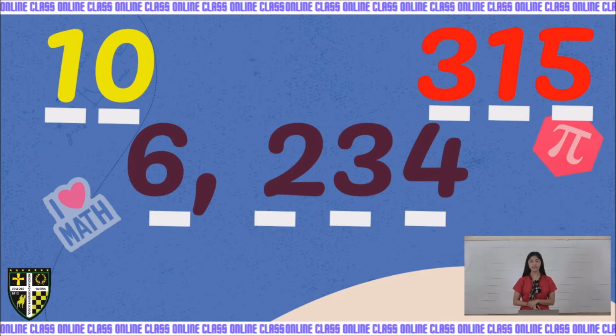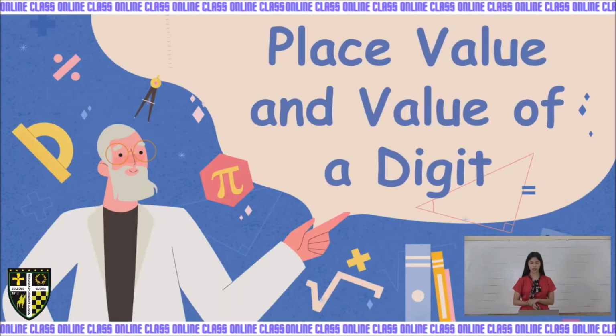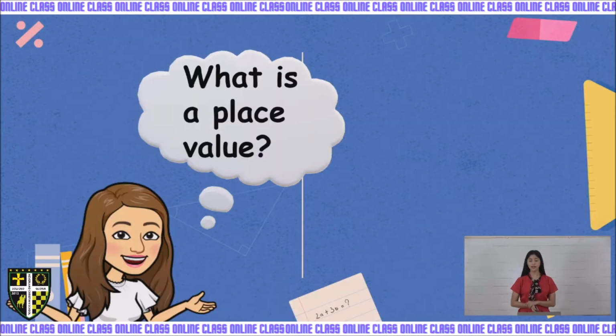Now, let's study our lesson for today, all about the place value and value of a digit. So, what is a place value? A place value can be defined as the value represented by a digit in a number on the basis of its position, or it is the position of the digit in a group of numbers.